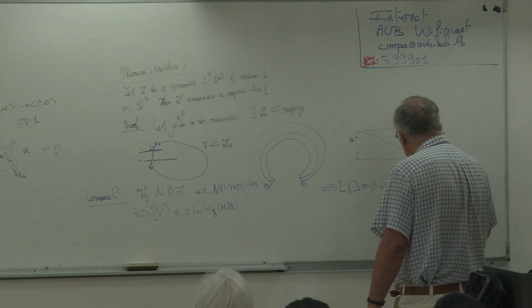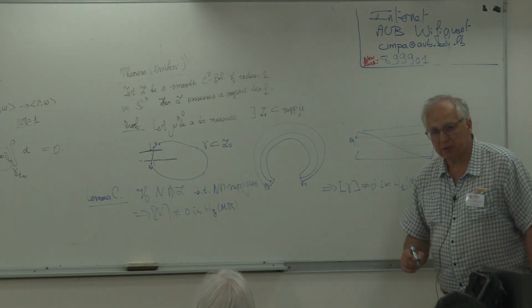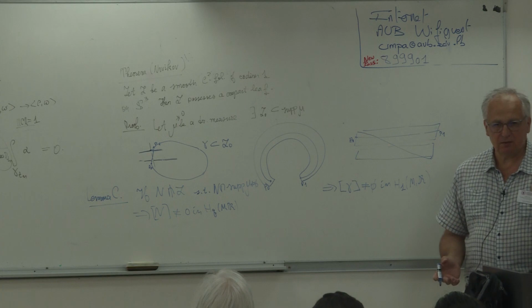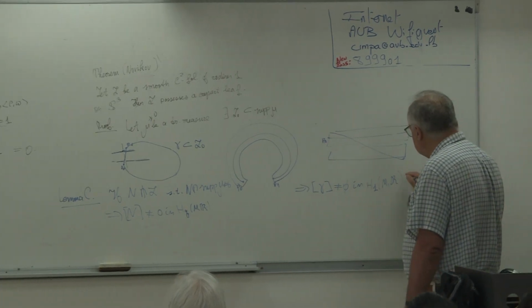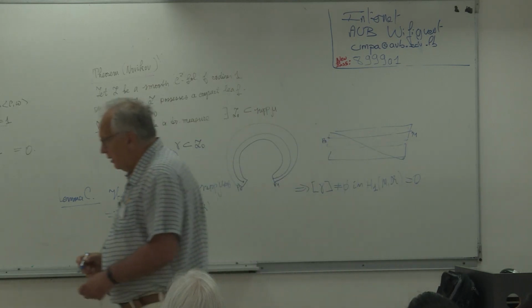But our manifold is simply connected. Well, it's a sphere, simply connected, and this group is 0. Contradiction. Okay.